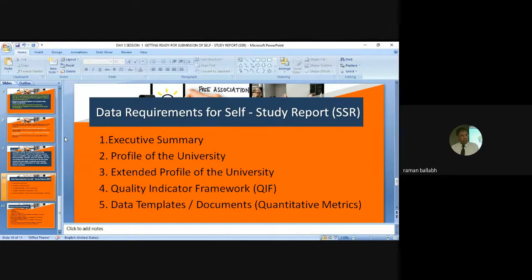There are 5 different areas in SSR: executive summary, profile of the university, extended profile of the university, quality indicator framework, and data template and documents, quantitative and qualitative. These 5 areas, I request and suggest to you, the cell must have one responsible person for all these 5 areas.